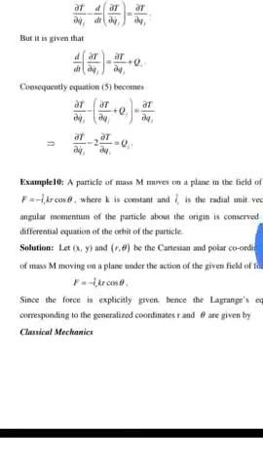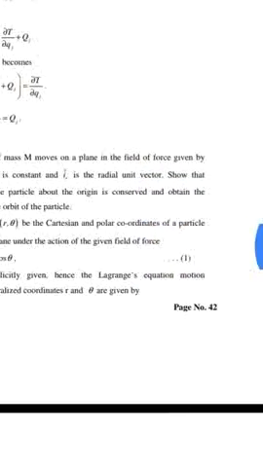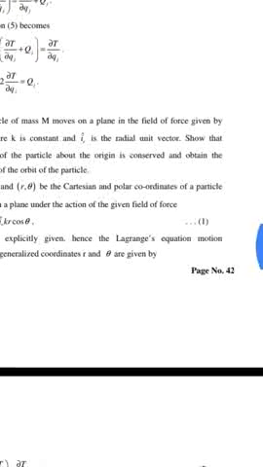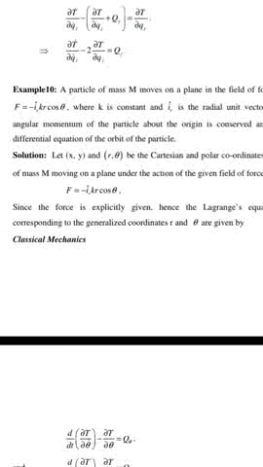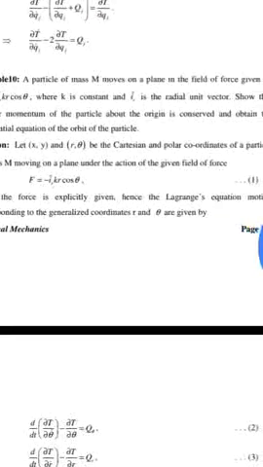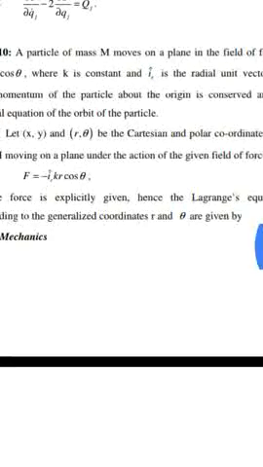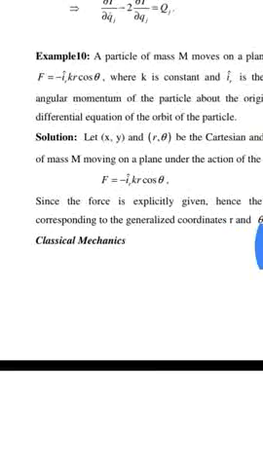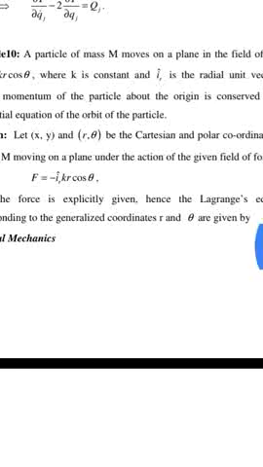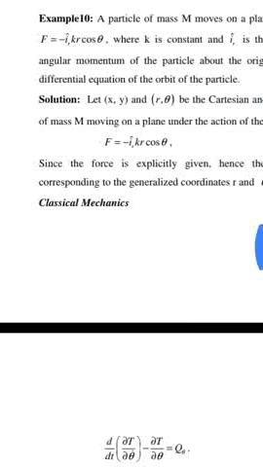This is the next example. A particle of mass m moves on a plane in the field of force given by F is equal to minus i_r kr cos θ, where k is a constant and i_r is the radial unit vector. Show that the angular momentum of the particle about the origin is conserved, and obtain the differential equation of the orbit of the particle.